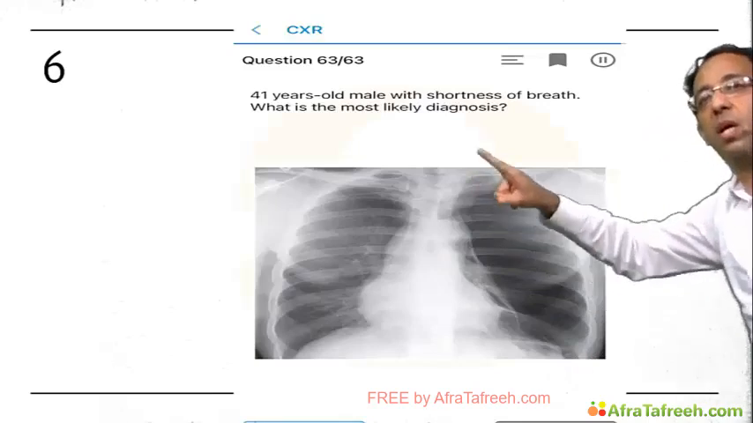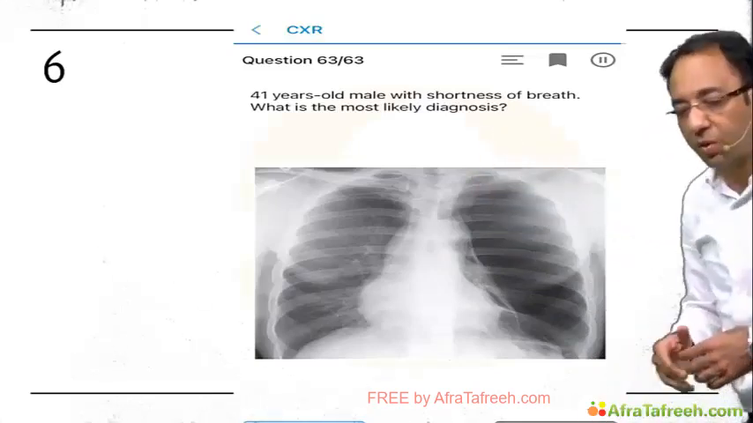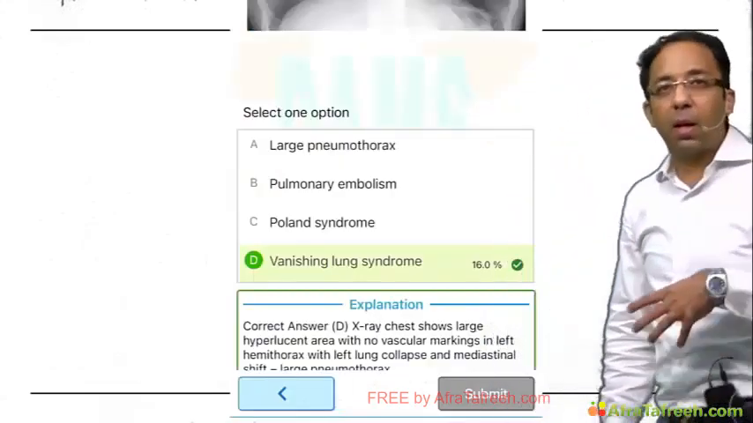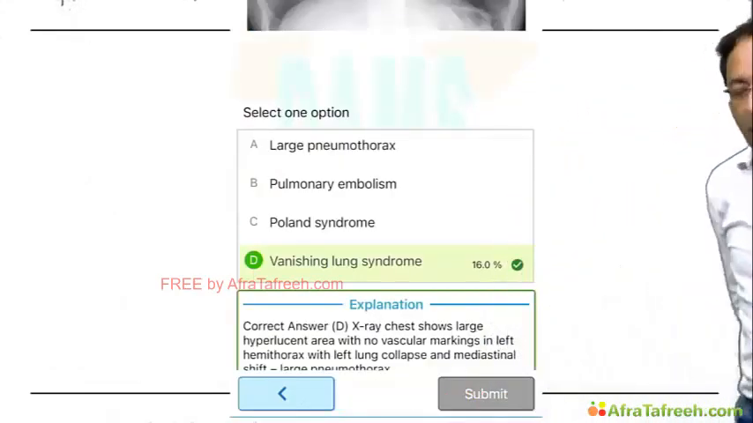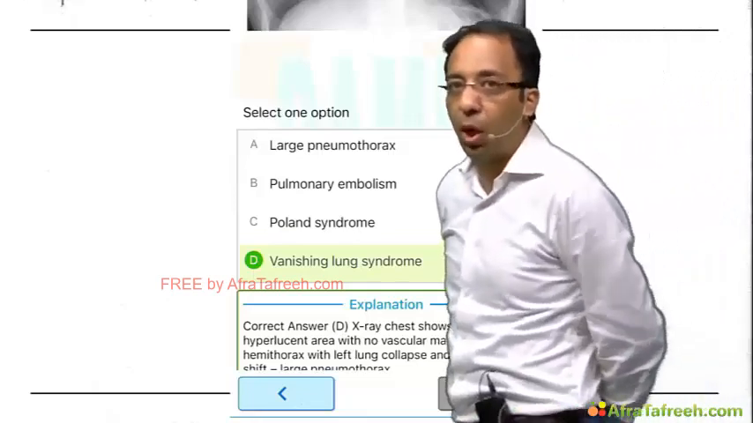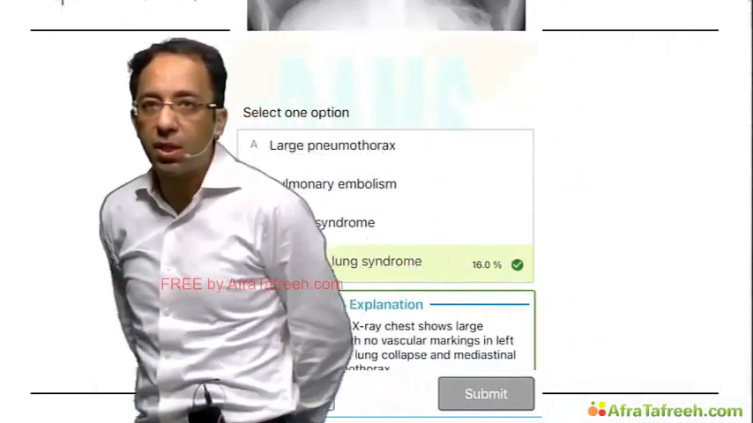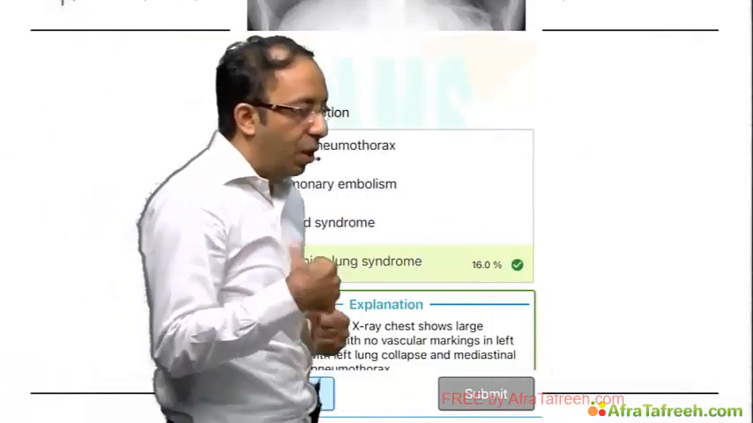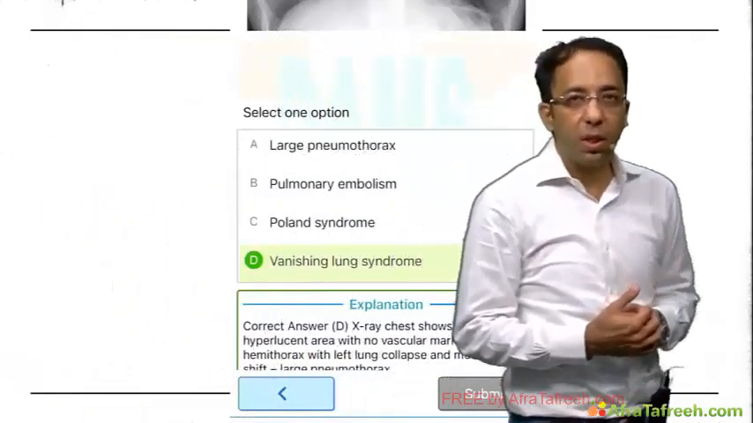Visceral pleural sign कैसा था? Convex, following the contour of the chest wall. What is this? This is a giant emphysematous bulla. In smokers, if you have a giant bulla, it is called vanishing lung disease, vanishing lung syndrome. This is a previous JIPMER question, and it should not be mistaken for pneumothorax.